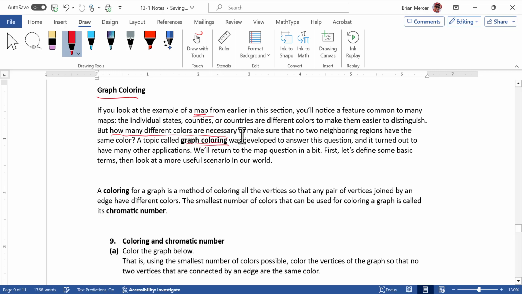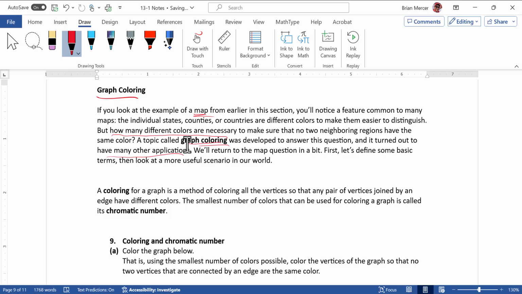That's what graph coloring is called. It was actually developed to answer that specific question for people who are making maps, and it also had other cool applications. We'll talk about some of those.